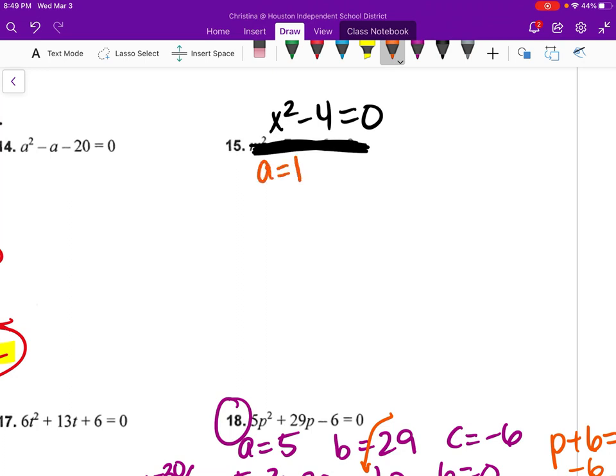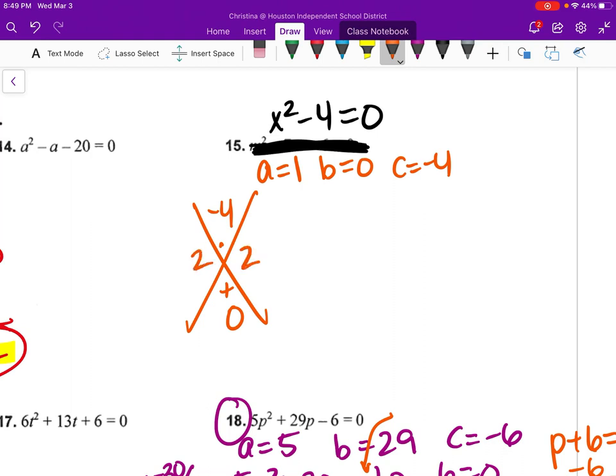Your a value in front of x squared is 1. Remember, the b term is missing, and c is negative 4. Okay, so I'm going to make an x to factor it. Make a bigger x. I'm going to have negative 4 on top, 0 on the bottom. We talked about this. Whenever you're taking the square root of a number that's negative and you're trying to make it add up to 0, you're going to take the square root of the positive number, so square root of 4 is 2. You're going to have one negative and one positive. Since we're asked to factor and your a value is 1, we're going to make this x minus 2 and x plus 2 equal to 0.